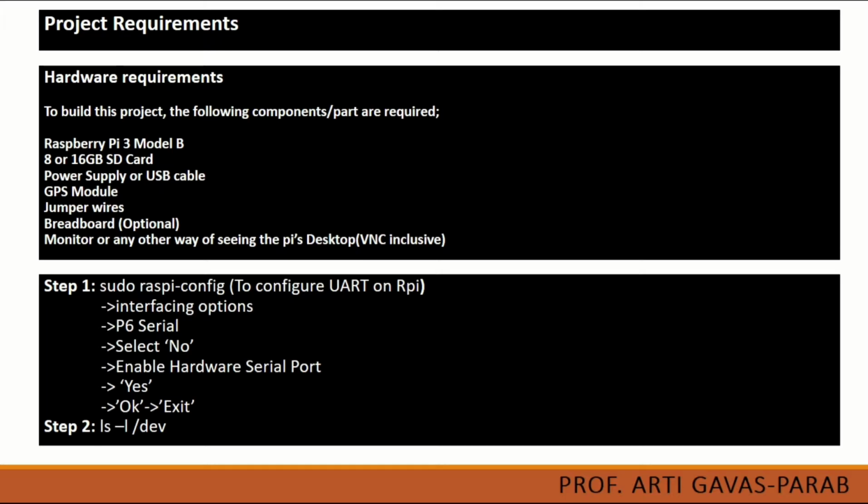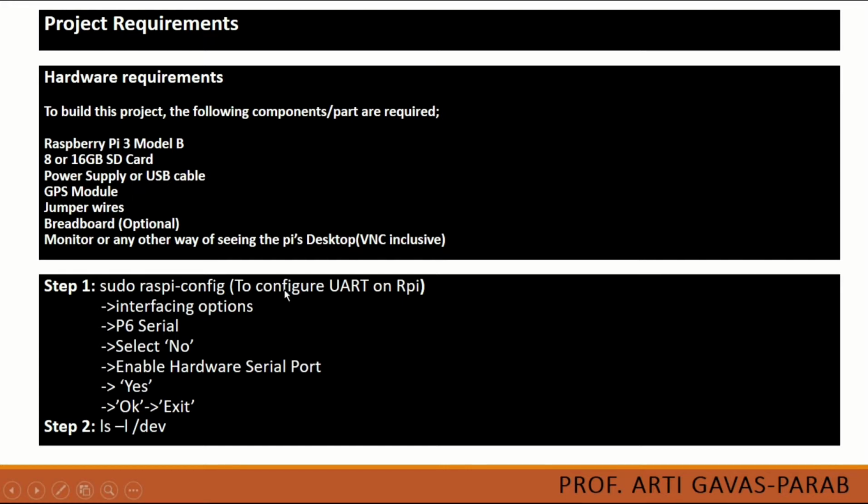We need Raspberry Pi microcontroller. We need SD card into it. We need a power supply which is in the form of USB power supply. We need a GPS module. We need jumper wires, especially female to female. So if you have female to female jumper wires, you don't need a breadboard here.